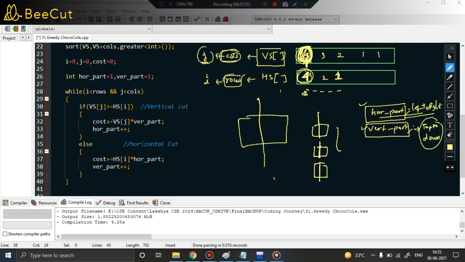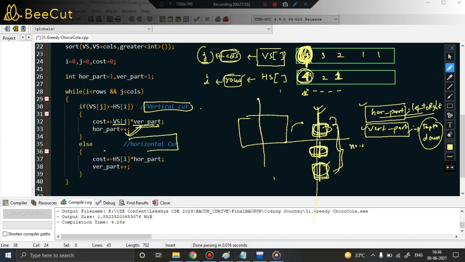So how are you keeping track of this count? When you are performing a vertical cut, you are keeping track of the number of vertical parts. Vertically I have 1 piece here, 2 pieces here, 3 pieces here, top to bottom. So the cost of this edge into how many pieces there are from top to bottom right now. Right now only 3 pieces are there, that will be multiplied here. And since you are performing a vertical cut, the number of blocks along the horizontal increases, that is why hor part plus plus.